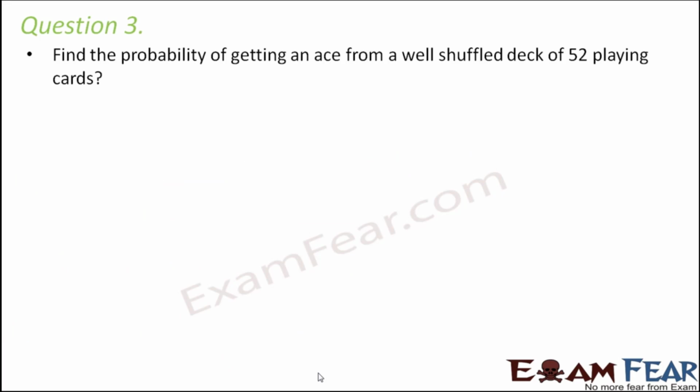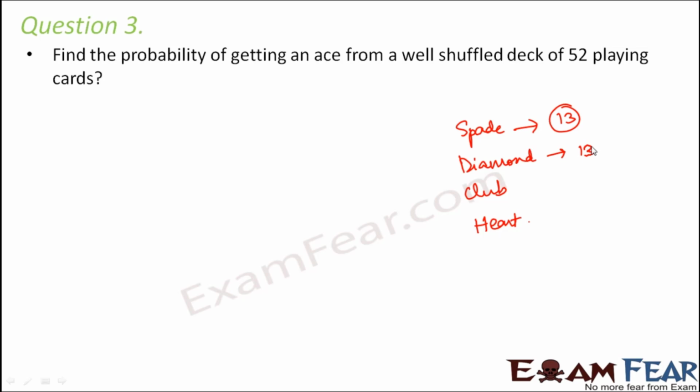Question number 3. Find the probability of getting an ace from a well-shuffled deck of 52 playing cards. Now, as we have discussed before, out of these total 52 cards, we have 4 types of cards, right? Like the spade, diamond, club, and heart. And there are 13 cards of each of these types.